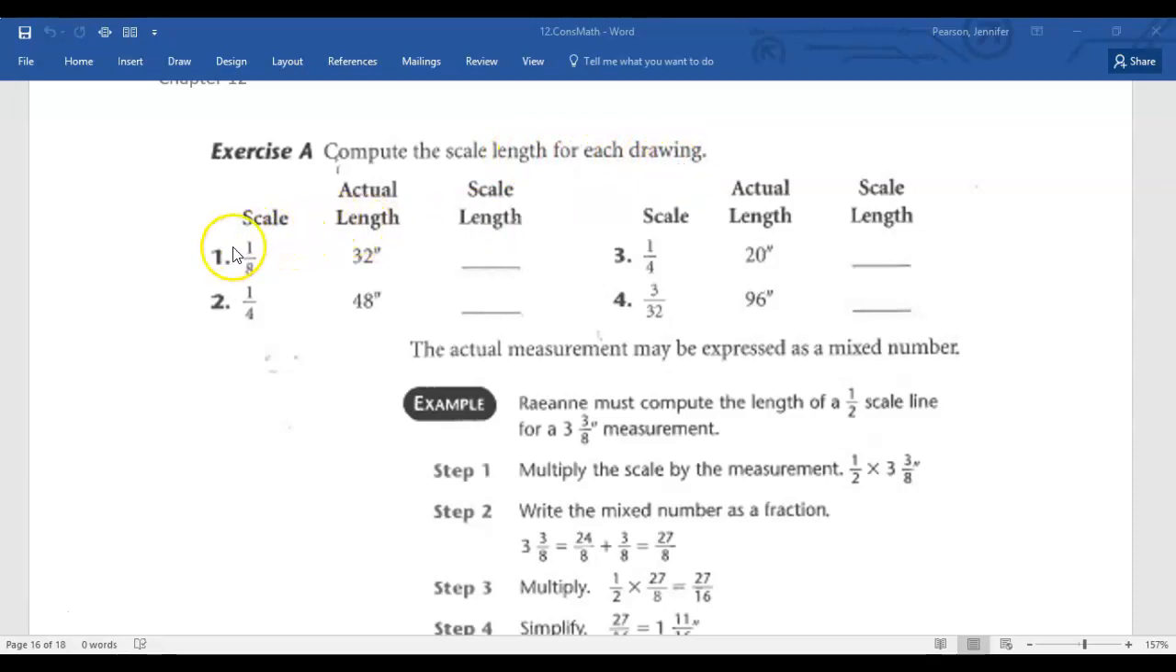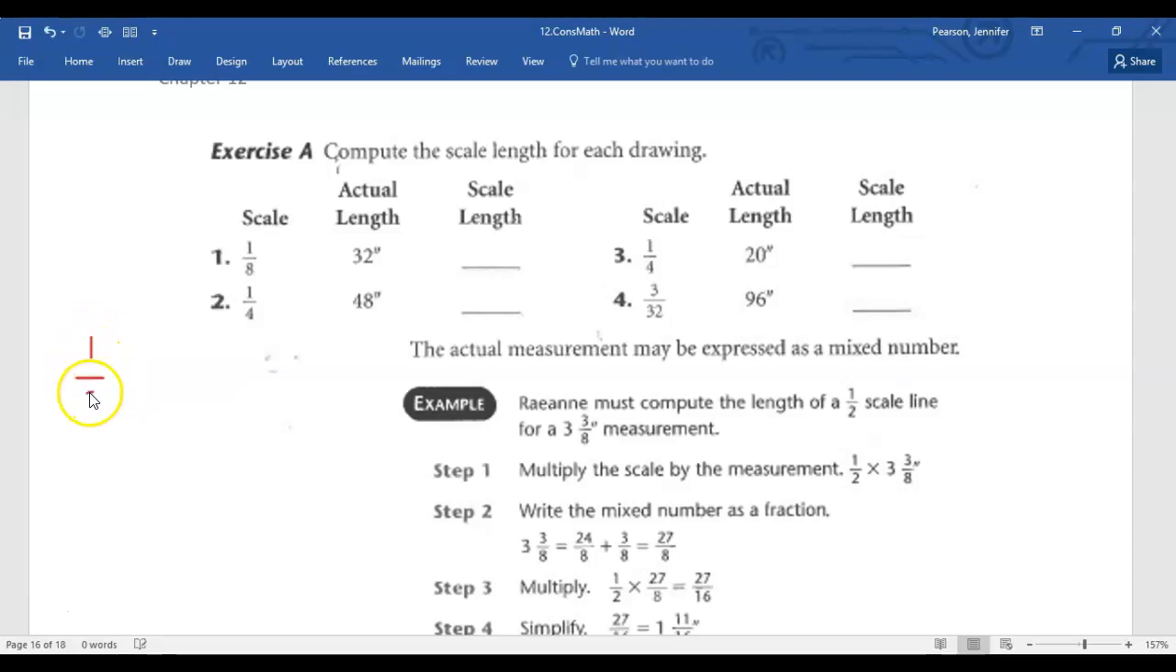It tells us that the drawing is drawn to a scale of 1/8 of the actual length. If the actual length of something that we want is 32 inches, what would its measurement be on the scale drawing? So all we have to do is actually multiply. Now we have this as a fraction times a whole number, and the easiest way to do that would be to change our whole number into a fraction by writing it as a number over 1.